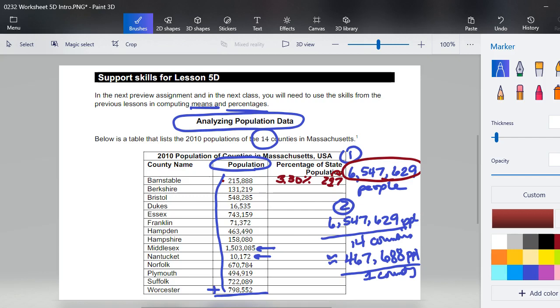Let's go ahead and do one more. Let's jump down here to the big one, 1,503,085. I'm going to type in 1,503,085 and divide it by the 6,547,629 people, and I get a decimal. I'm going to multiply it by 100 and then round it to the nearest hundredth, and I get 22.96 percent. I'm going to hit pause and write all of these in, and then I'll be right back.